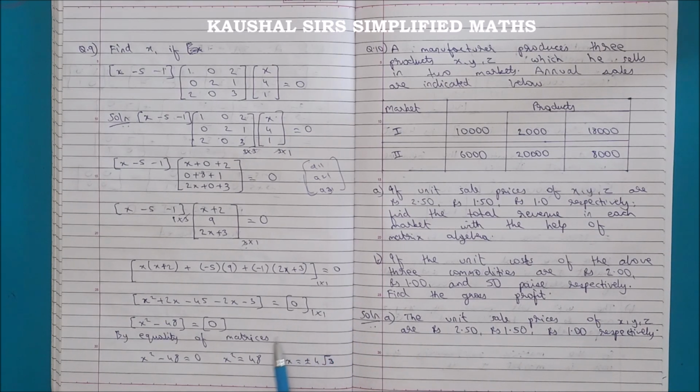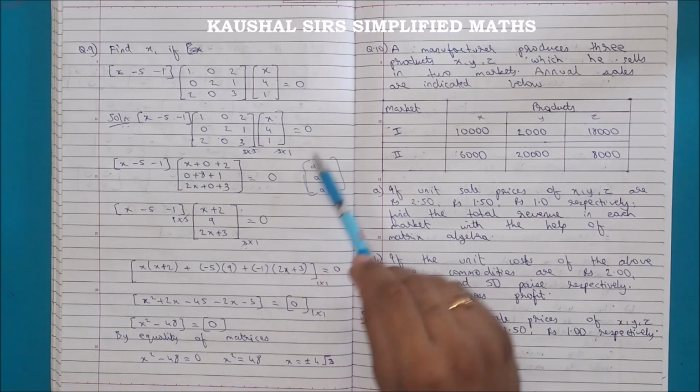1 by 1. Okay, so now we can say if you simplify this, it is x square minus 48 is equal to 0 by law of equality of matrices. So x square equal to 48. If you simplify this you get x is equal to plus minus 4 root 3. Okay, let's move ahead to the 10th question.